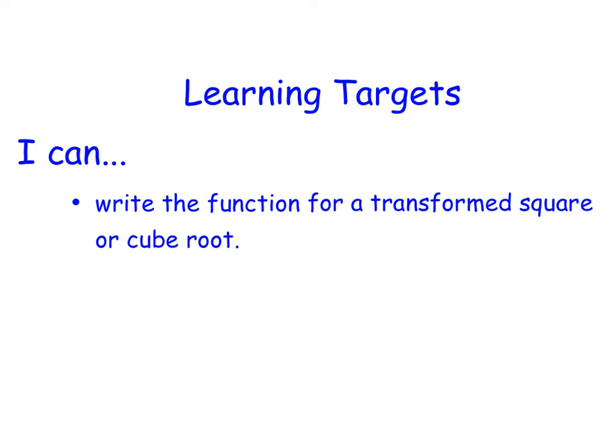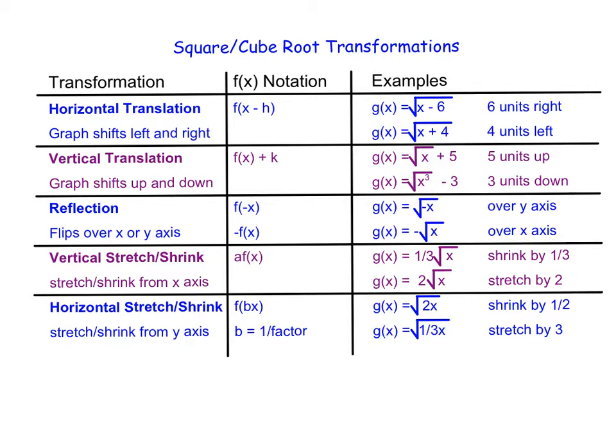In this video, we're going to talk about how we can write equations for a transformed function for both a square root or a cube root function. So this is the same table that we had in the square root and cube root graphing video. And here you can see that horizontal and vertical translations both consist of addition and subtraction.